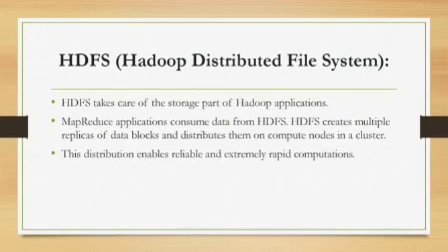After Hadoop MapReduce, the second one is HDFS. It means Hadoop Distributed File System. HDFS takes care of the storage part of Hadoop applications. MapReduce applications consume data from HDFS. HDFS creates multiple replicas of data blocks and distributes them on compute nodes in a cluster. This distribution enables reliable and extremely rapid computations.